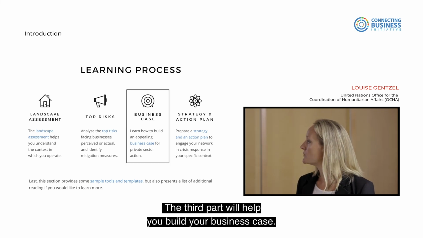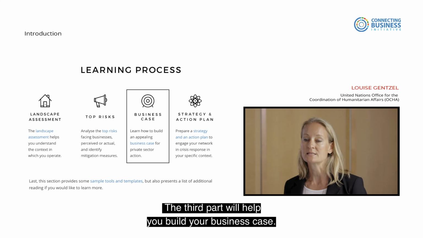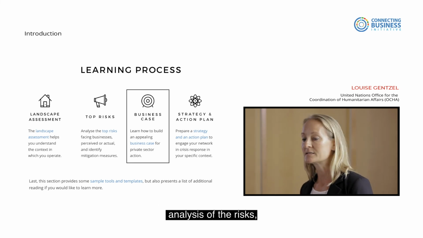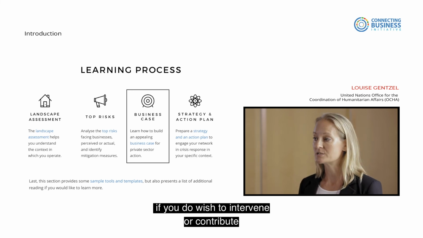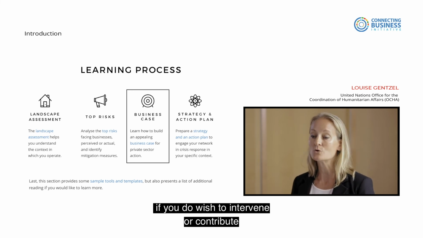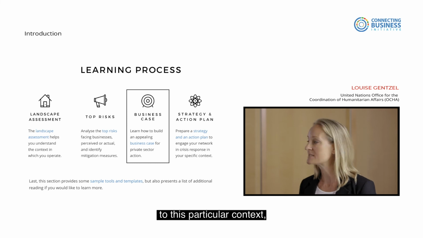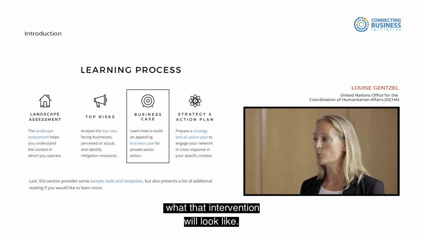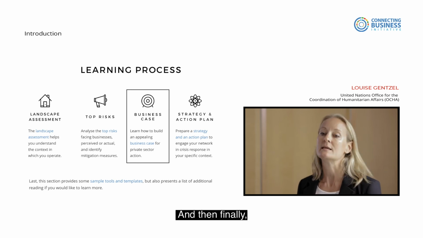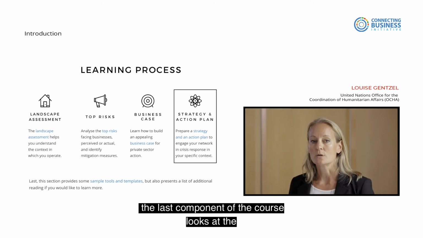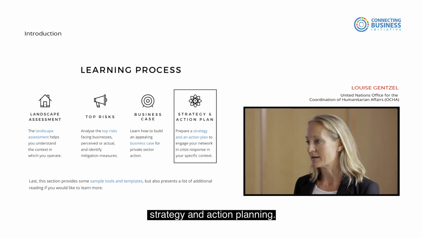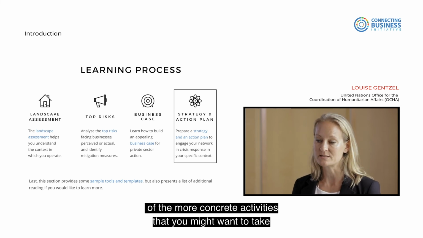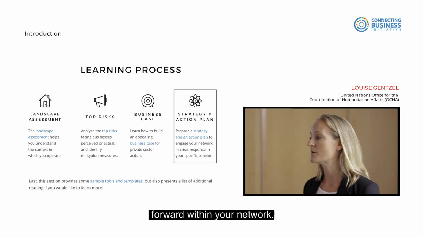The third part will help you build your business case. Based on your analysis of the landscape and your analysis of the risks, if you do wish to intervene or contribute to this particular context, this part will help you to actually identify what that intervention will look like. And then finally, the last component of the course looks at strategy and action planning. So this part will help you to actually identify some of the more concrete activities that you might want to take forward within your network.